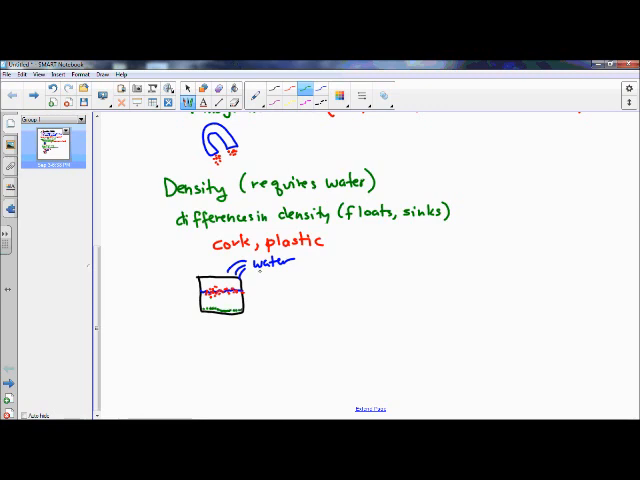Okay, you have your mixture, you add water, and the lighter things float to the top, and the heavier things just stay on the bottom. That's a good density separation. So one part of your mixture has to float, and one part of your mixture has to be heavy enough that it will sink or stay sunk in water.